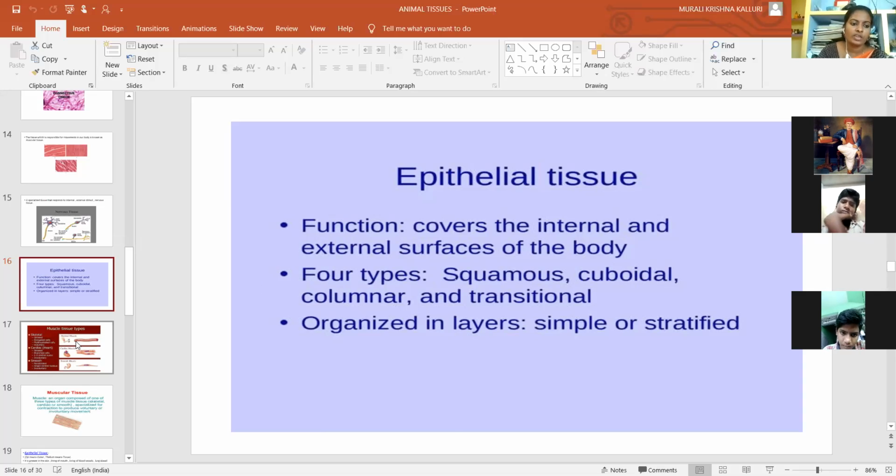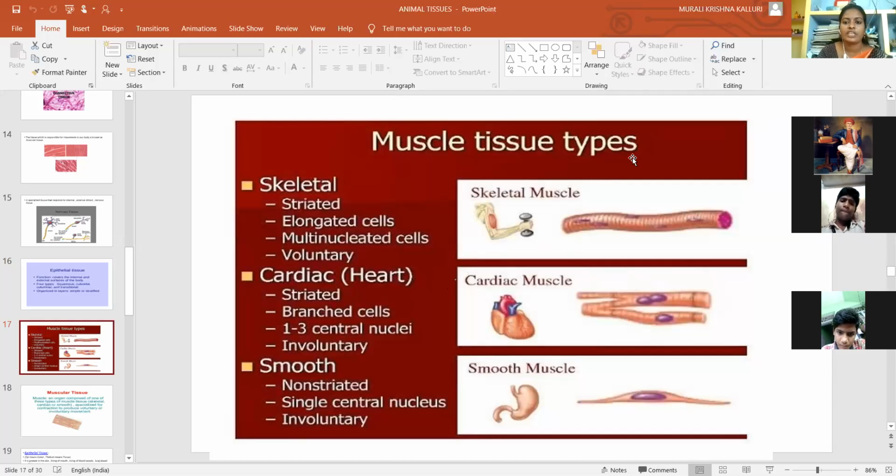And next one is muscle tissue. What are the types of muscle tissue? The muscle tissue is of 3 types. Number 1 is skeletal muscle, and number 2 is cardiac muscle. The cardiac muscle is present in the heart.